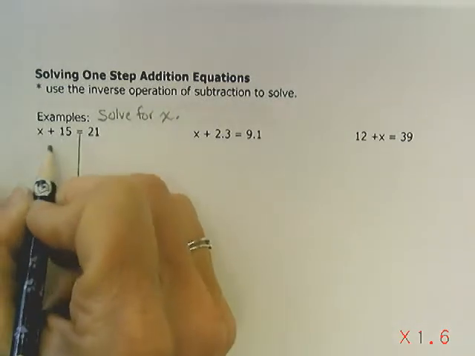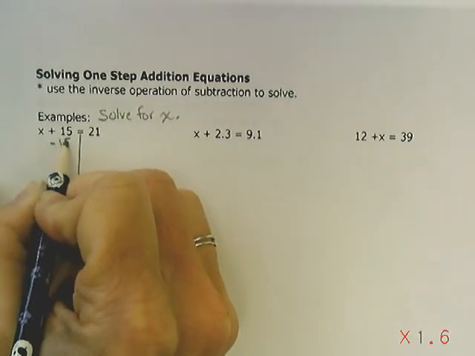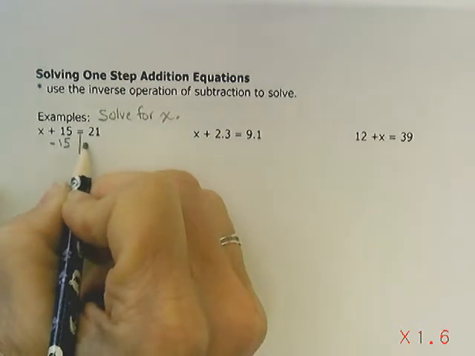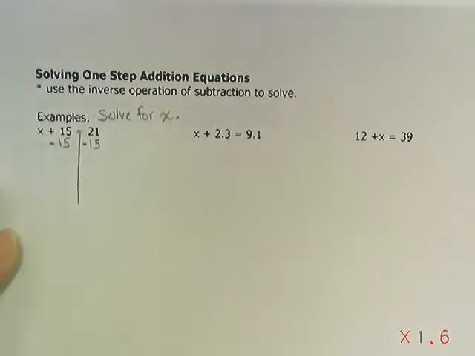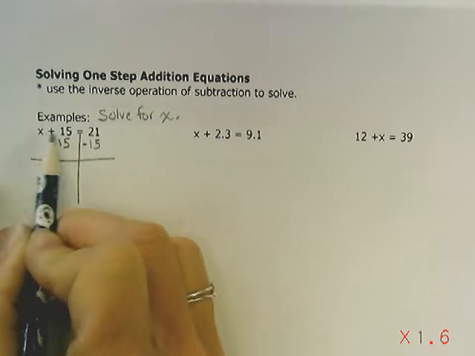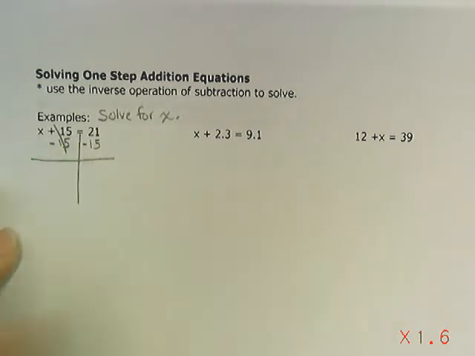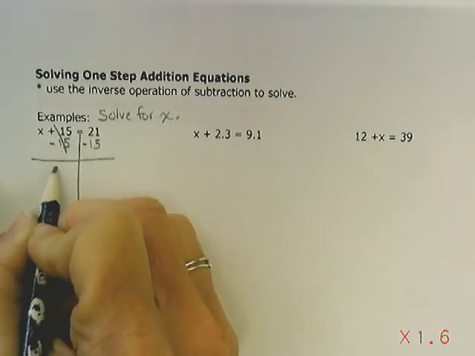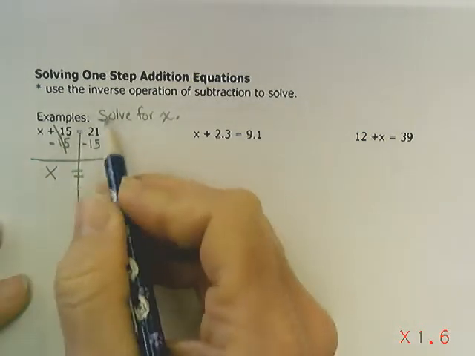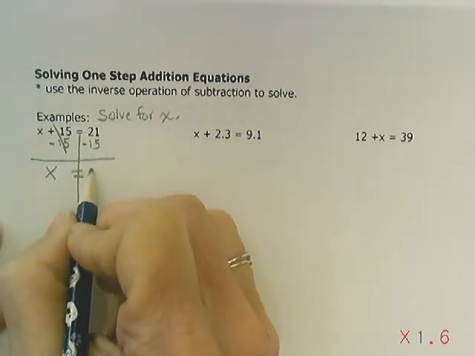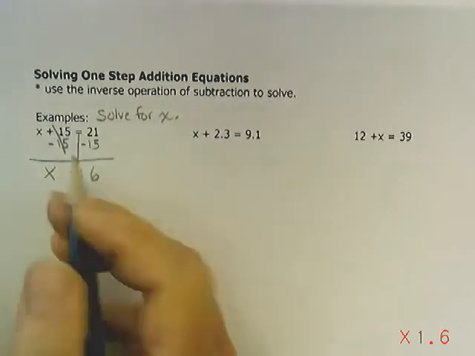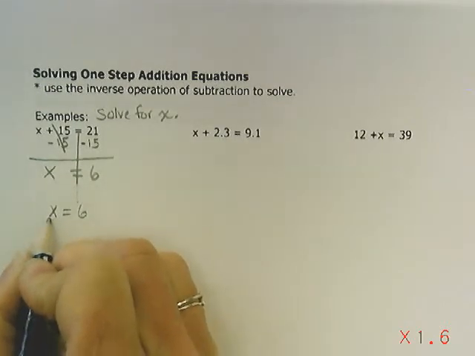To figure out what x is, we're going to take 15 away from the left-hand side. To keep this equal, I want to take 15 away from the right-hand side as well. So now when I simplify it, I have some number, I added 15 and I took 15 away, so that gets rid of those 15s. We're left with just that number, x, on the left-hand side. And on this side, we're going to perform this operation here, 21 minus 15 equals 6. So I can say that x equals 6.